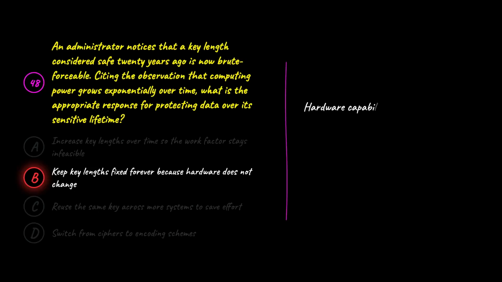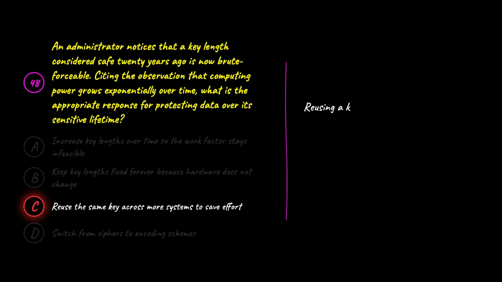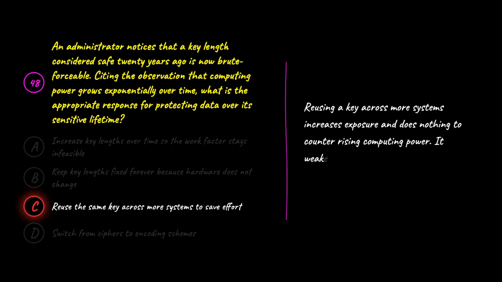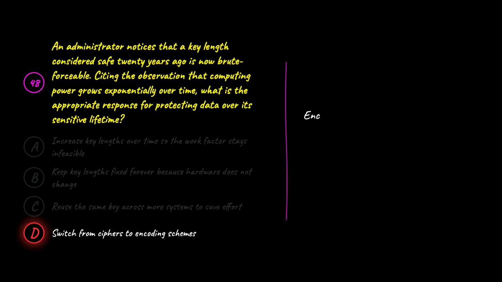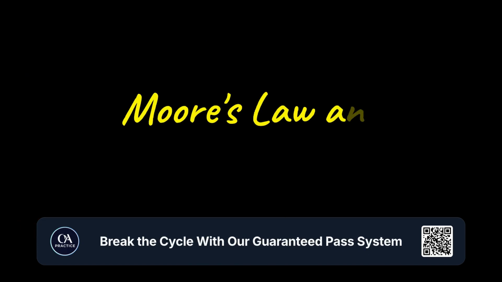B is wrong because hardware capability does change and grows exponentially, so fixed key lengths become weaker over time. Keeping them fixed forever ignores the very trend Moore's law describes. C is wrong because reusing a key across more systems increases exposure and does nothing to counter rising computing power. It weakens security rather than preserving the work factor. D is wrong because encoding provides no secrecy because it needs no key. So switching to encoding would remove protection entirely. That is the opposite of a sound response.